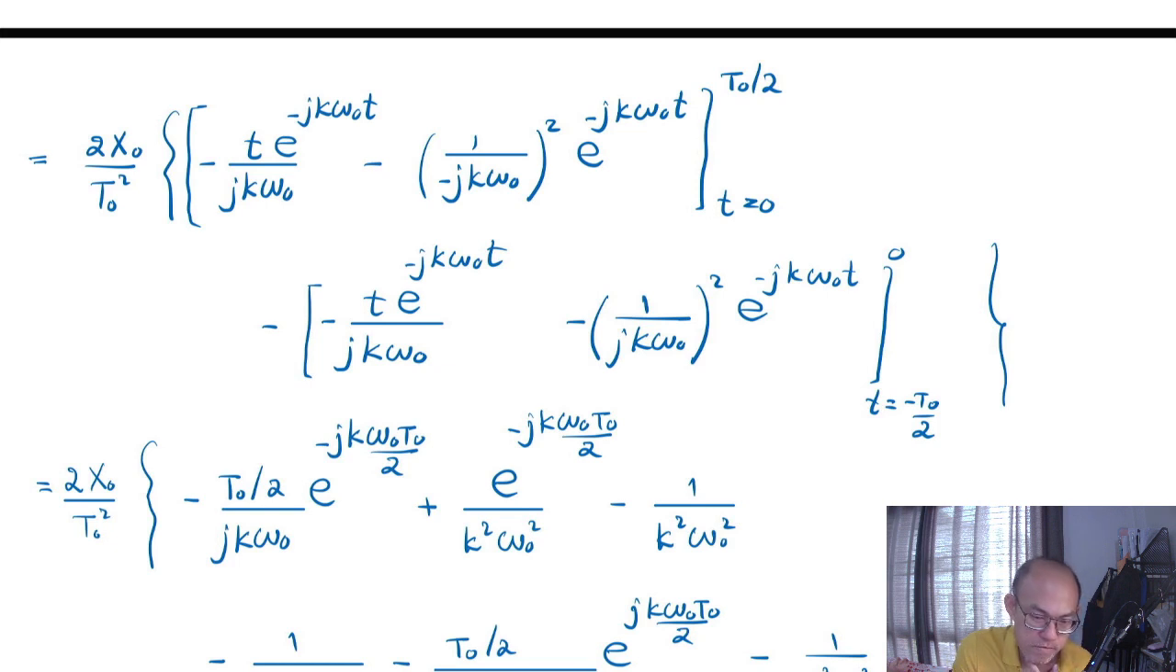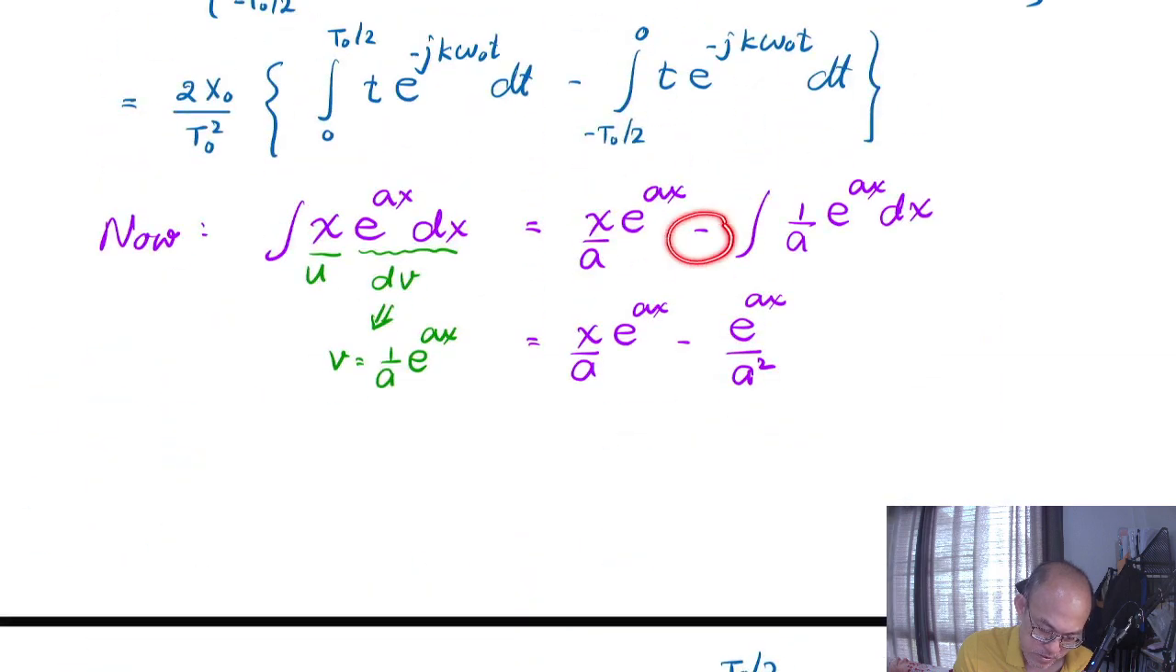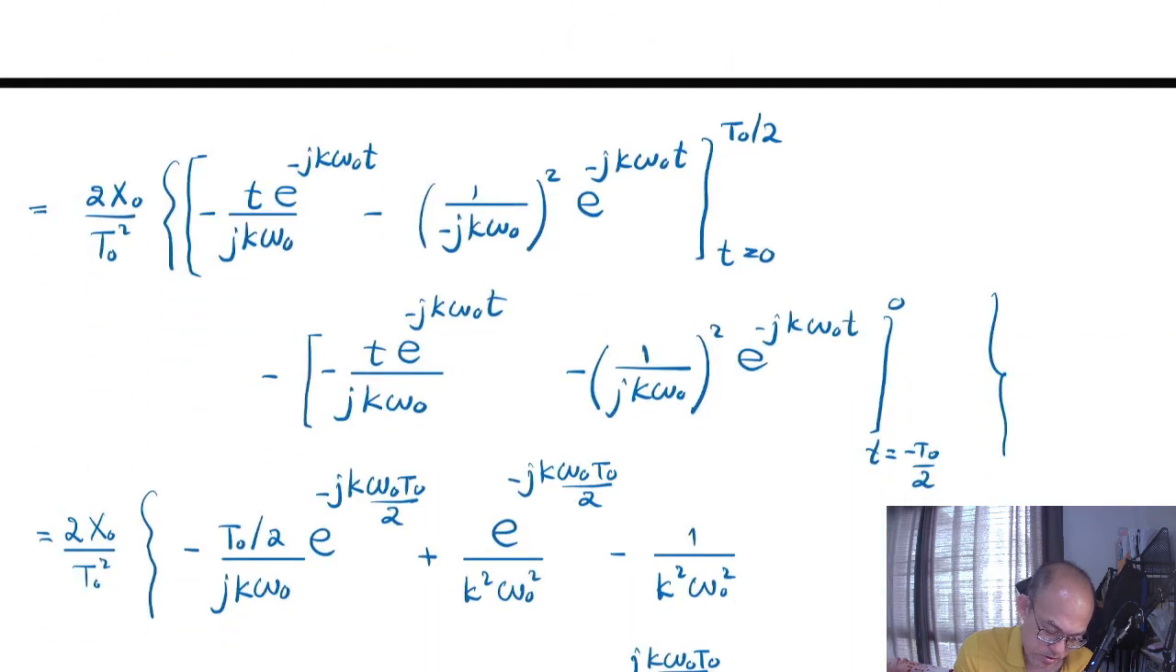Yeah, I have t0 over 2 minus t, minus goes here, so minus t0 over 2 here. That's okay. I have a minus sign here, right? From this minus, and this is a squared. So j squared is minus 1. Minus times minus is plus. So k squared omega 0 squared.